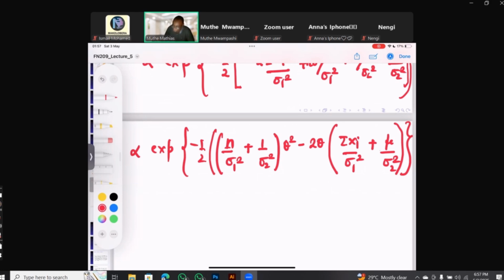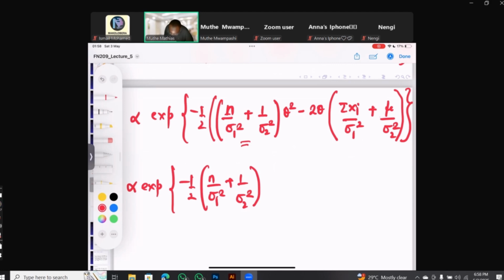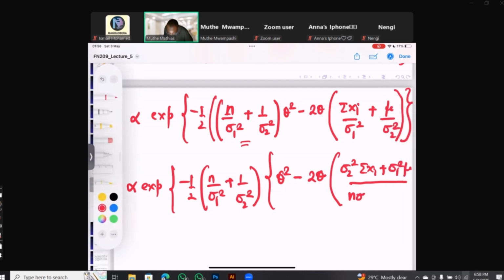So now what we can do here is simplify this because we have to match this one with the normal distribution. So we can take out this part here. So this part is like the variance, right? So we can say exponent this and then minus 1/2. So we can take out n divided by sigma 1 square plus 1 over sigma 2 square, this one here. And then ndani we can remain with theta square and then minus 2 theta. So in this part now, maanake this part ya chini itakatika, sio? Maana we are going to have something like sigma 2 square summation of xi plus sigma 1 square mu, and then divided by n sigma 2 square plus sigma 1 square, call this.